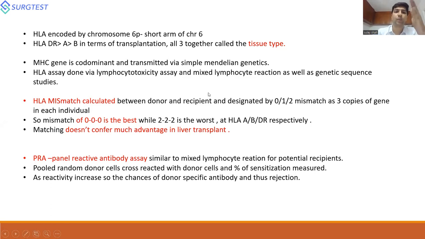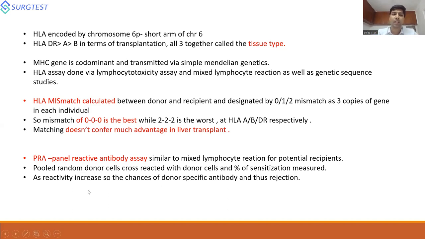So 000 means both in the donor and the recipient, the matching is the same for HLA-DR, A and B. However, this does not mean that if DR, A and B are matched, everything is well and good. There are a variety of other mechanisms, which we'll discuss, that can also lead to mismatch reactions. But for us, the crux of this is there are three antigens. Matching happens at all three sites. If 000 is the best, 222 is the worst.